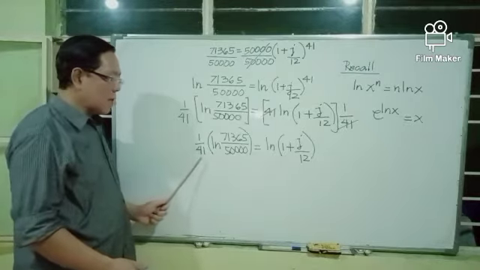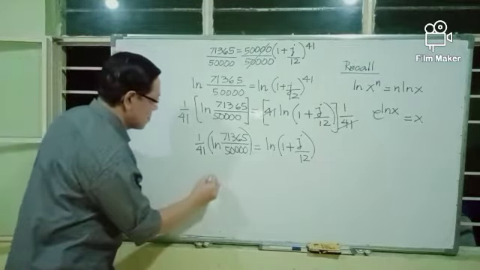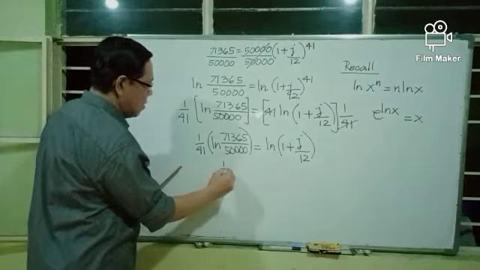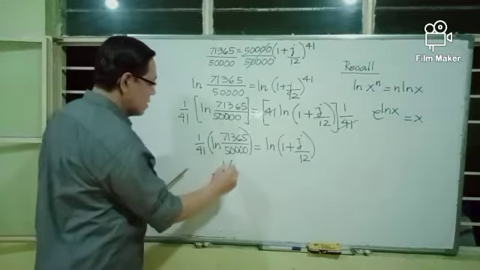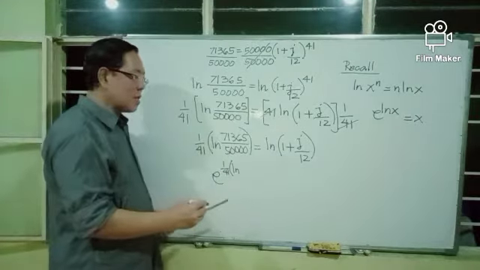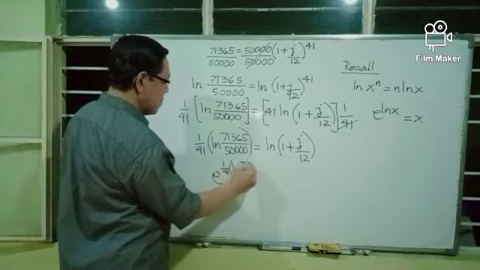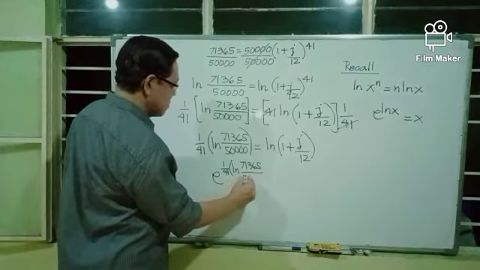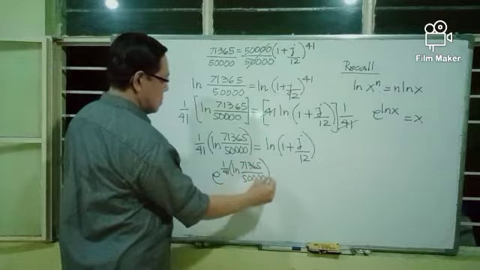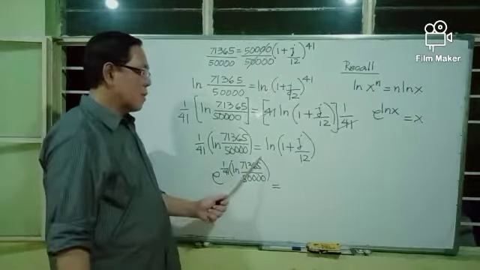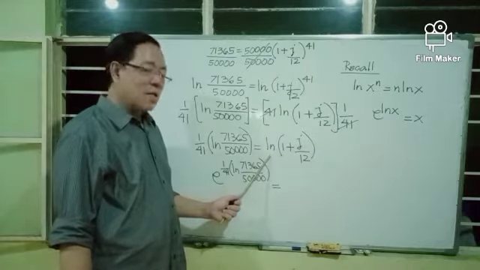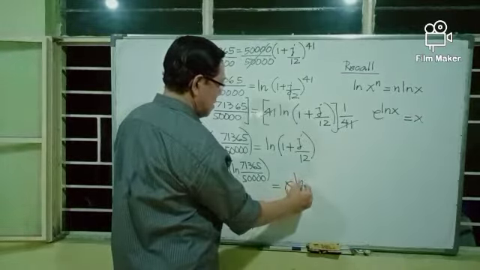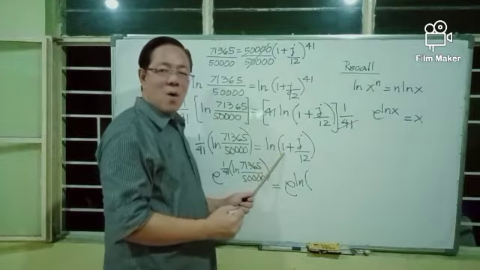We raise e to this power, e raised to 1 over 41 multiplied by ln of 71,365 divided by 50,000 equals, we take the exponential of the right hand side, e to the power ln of quantity 1 plus j over 12.